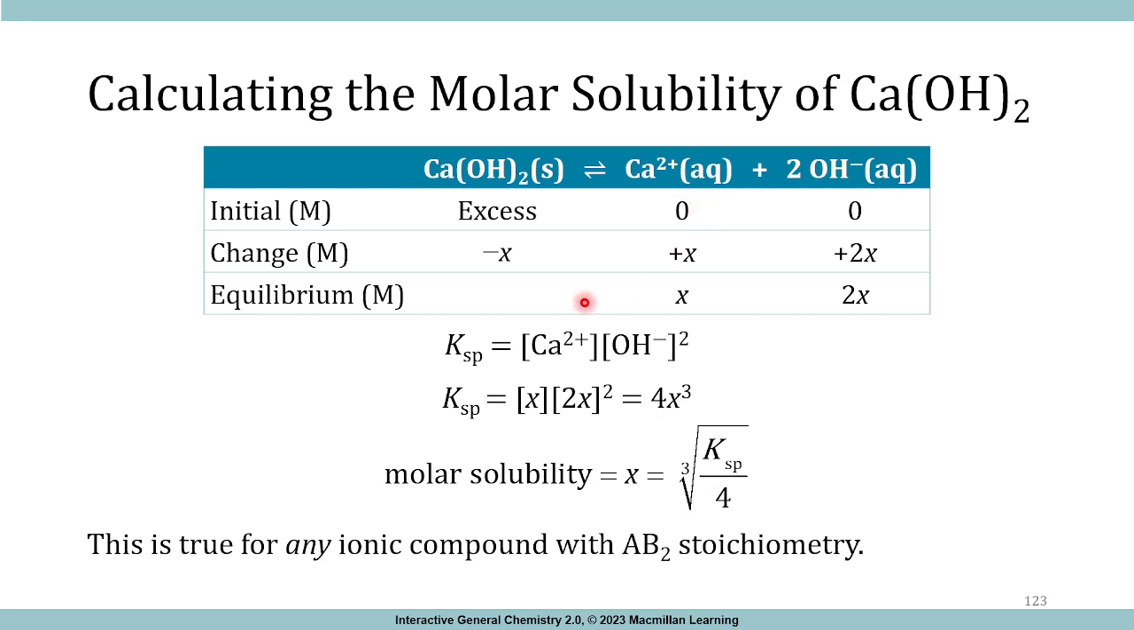Again, my ice problem would tell me I would reduce this by some amount. This I would get the same amount because there's a 1-to-1 ratio, right? This one I'm going to get 2 times that amount because again, that's a 2 right there, isn't it? So it's a coefficient 2. For every calcium I get, I need to get 2 of these hydroxides, don't I? Okay. Now, at equilibrium, why is this value empty?